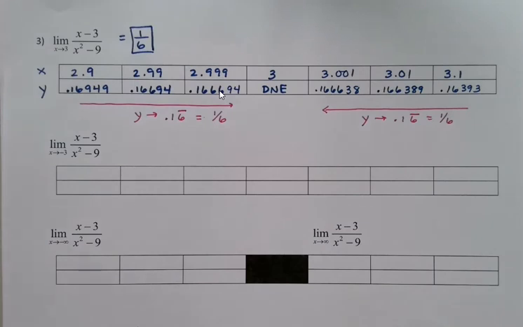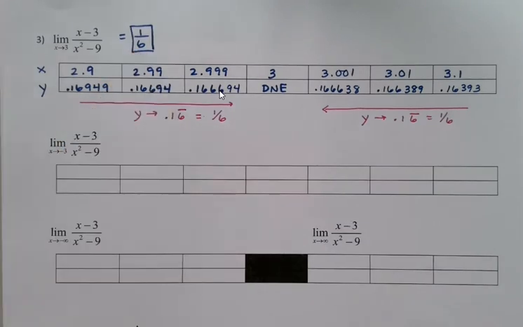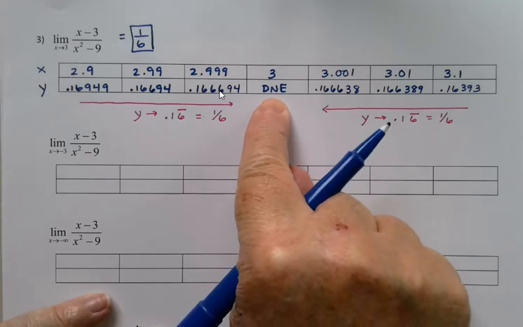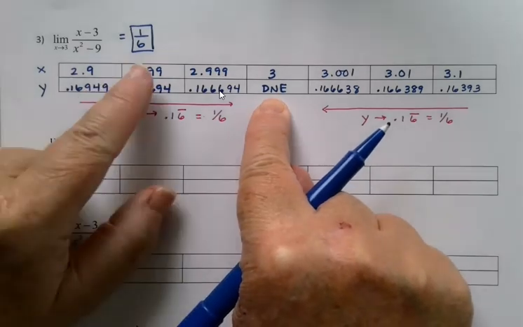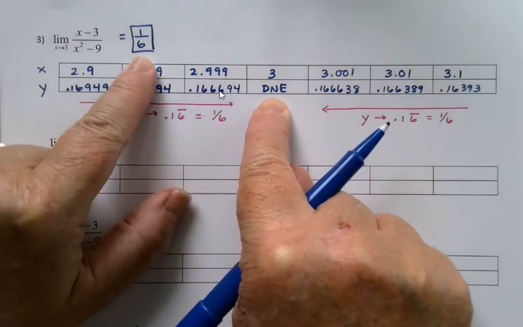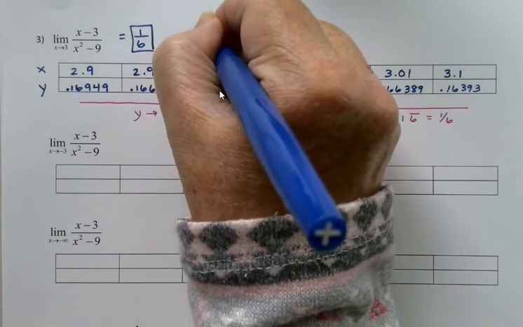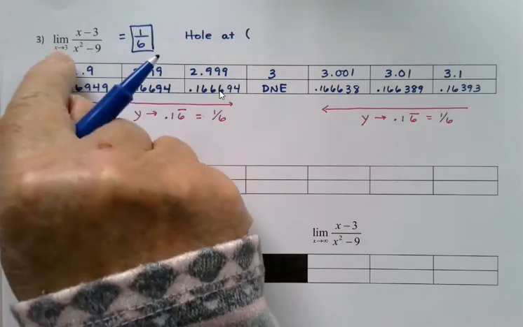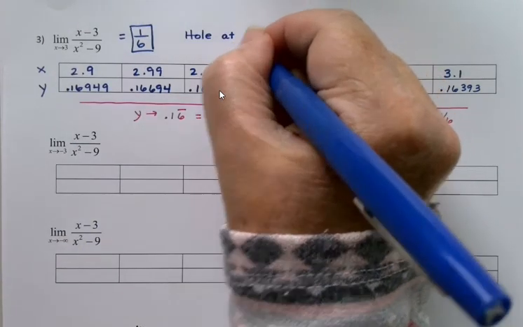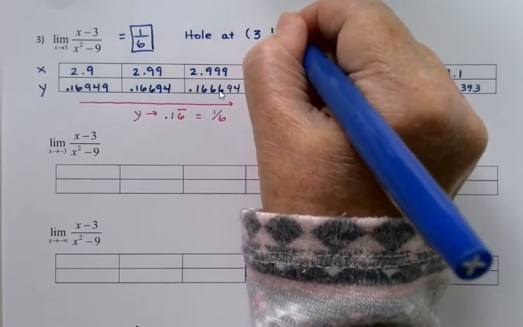Before we lose the space and shove our paper up here, let's talk about what this means. This is one of these where the function does not exist, but there is a finite limit. This should be a hole in the graph when x is 3 and y is 1/6.